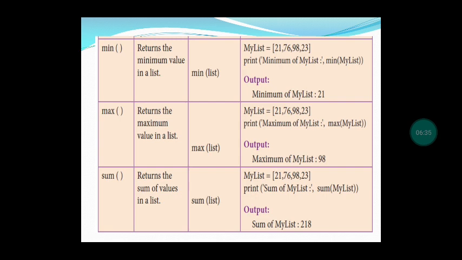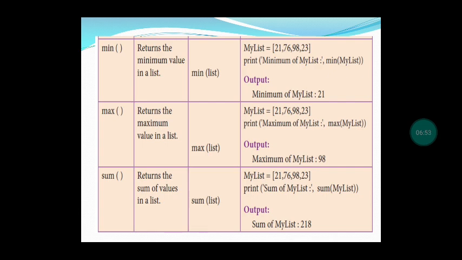The next one is maximum. Maximum means it returns the maximum value. Then the syntax is max of list. The same values have been given among these numbers. Which one is maximum? 98 is maximum. So we got the output as 98.